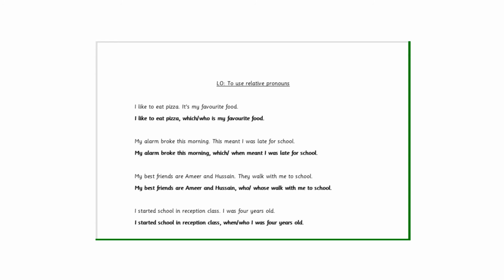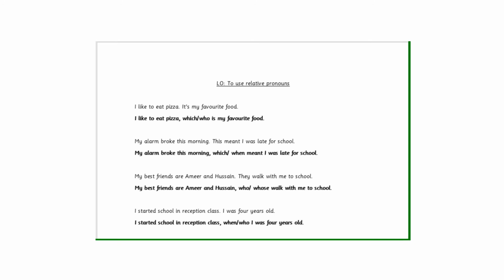Now, you've got to decide which or who is the correct relative pronoun to use, so which makes sense. I like to eat pizza, which is my favourite food, or I like to eat pizza, who is my favourite food. Now we know that pizza is an object, it's not a person, so we would use which when we're talking about objects. We tend to use who when we're talking about people. So I like to eat pizza, which is my favourite food.